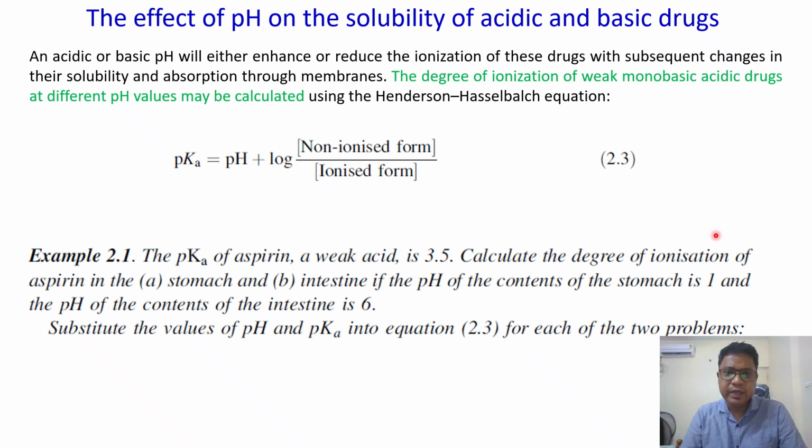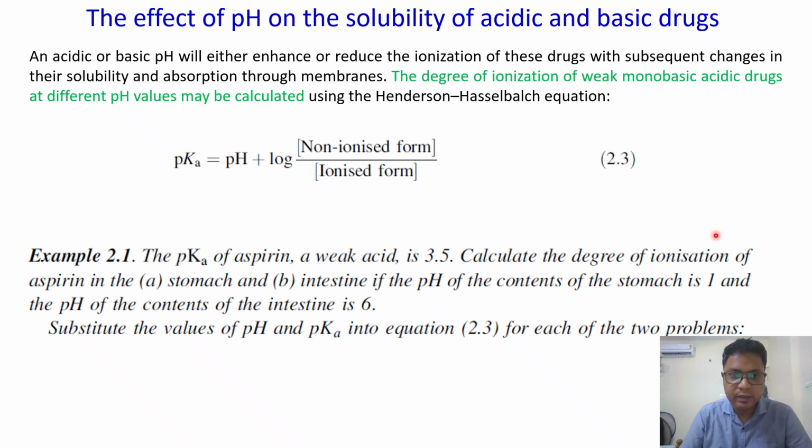So, the effect of pH on the solubility of acidic and basic groups. The acidic or basic pH will either enhance or reduce the ionization of the drug, with subsequent changes in its solubility and absorption through membranes. The degree of ionization of a weak monobasic acidic drug at different pH values is mainly calculated using the Henderson-Hasselbalch equation. We all know that from basic BSc chemistry.